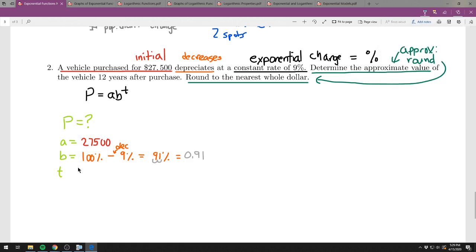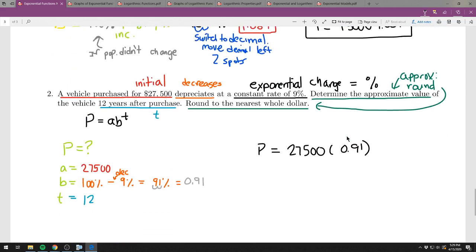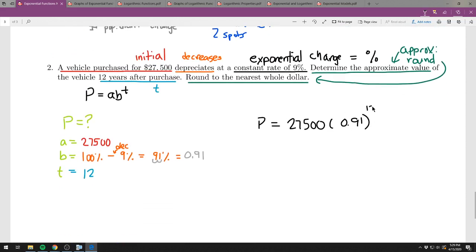And then the last one, T. T is the amount of years, which is 12. So if we plug in A, 27,500, we plug in B, 0.91, and we plug in T is 12, we will get our answer. We got P equals 27,500 times 0.91. You can put parentheses or do the multiplication sign, it doesn't matter, to the 12 power. I'll probably go back and forth all the time.